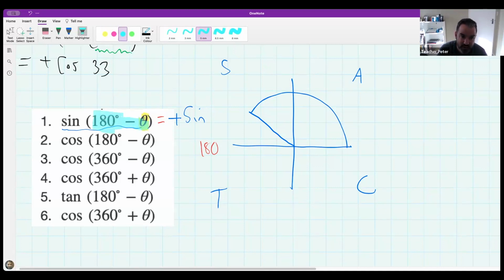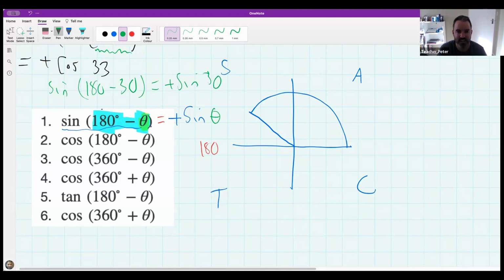And remember, the angle is 180 minus theta. So how far away is it from the nearest horizontal? It's just going to be theta away. So it's almost like, remember before we'd write like 180 minus 30, like we'd write this. And then what we would do is we would say, well, this is the same as plus sine 30. But in this case, it's even easier because they just say it's a variable.